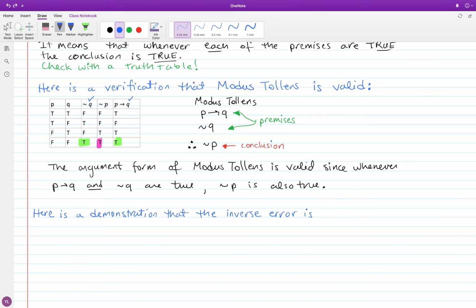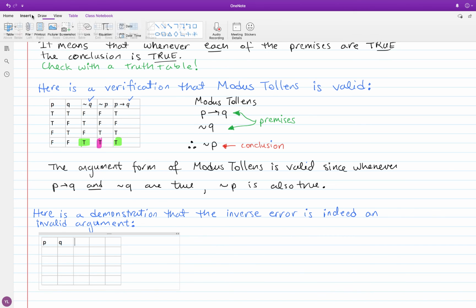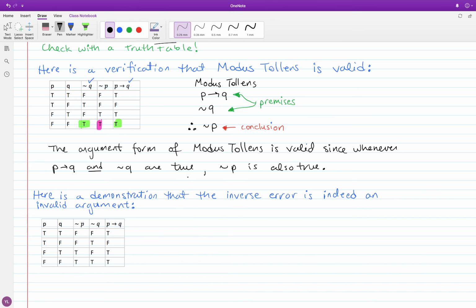So I'll go ahead and choose one of my common errors and fill out a chart to verify that. Again, I'm going to set up a chart with two predicates P and Q and write out both the premises and conclusion of an argument form, and I'm looking for rows that coincide with both premises being true and taking a look at the conclusion and seeing if it's true or false. So let's inspect inverse error. Inverse error has premises P implies Q, not P, and the conclusion not Q.